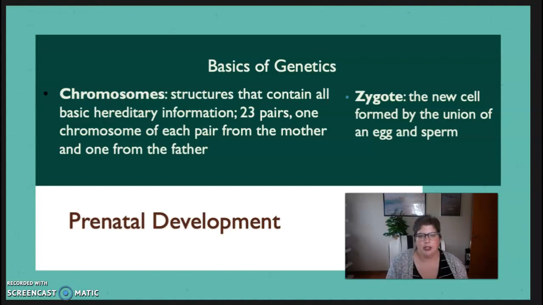A zygote is when the sperm and the egg form a union, after the sperm has made it through the cervix and then meets up with the egg. Together, the zygote moves through the fallopian tube and then tries to attach to the uterine wall. About 10% of zygotes are able to hang on and actually develop into an embryo. The first 2 weeks, when the zygote is on the uterine wall and its cells begin replicating, is called the germinal period.